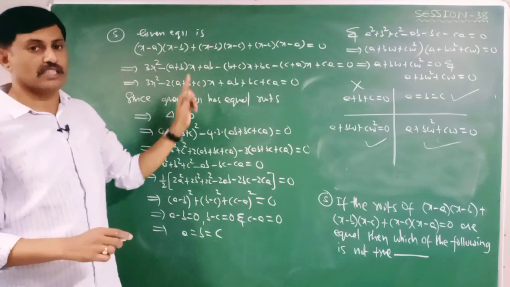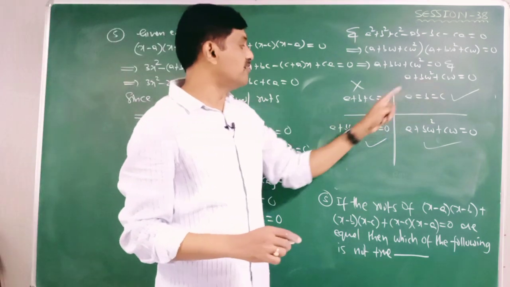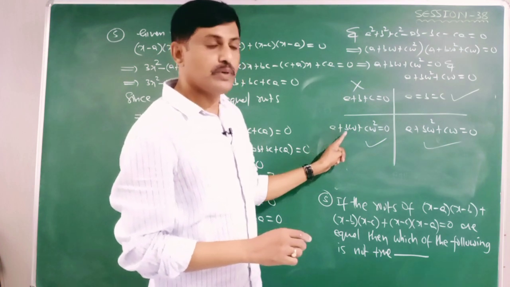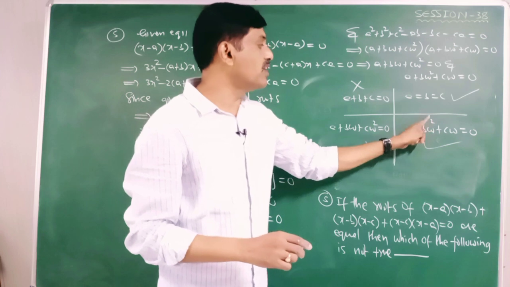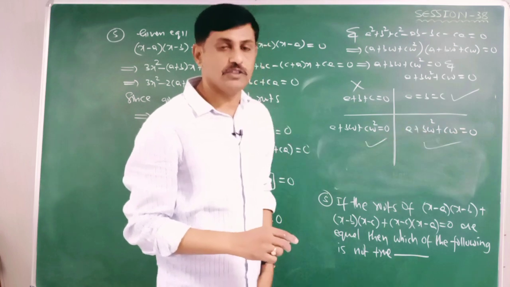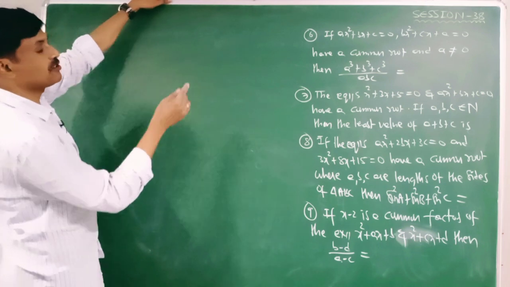This is the question: this equation has equal roots. We got three conditions. One is a equal to b equal to c. Second is a plus b omega plus c omega square equal to 0, or a plus b omega square plus c omega is equal to 0. Students, move on to the next question.